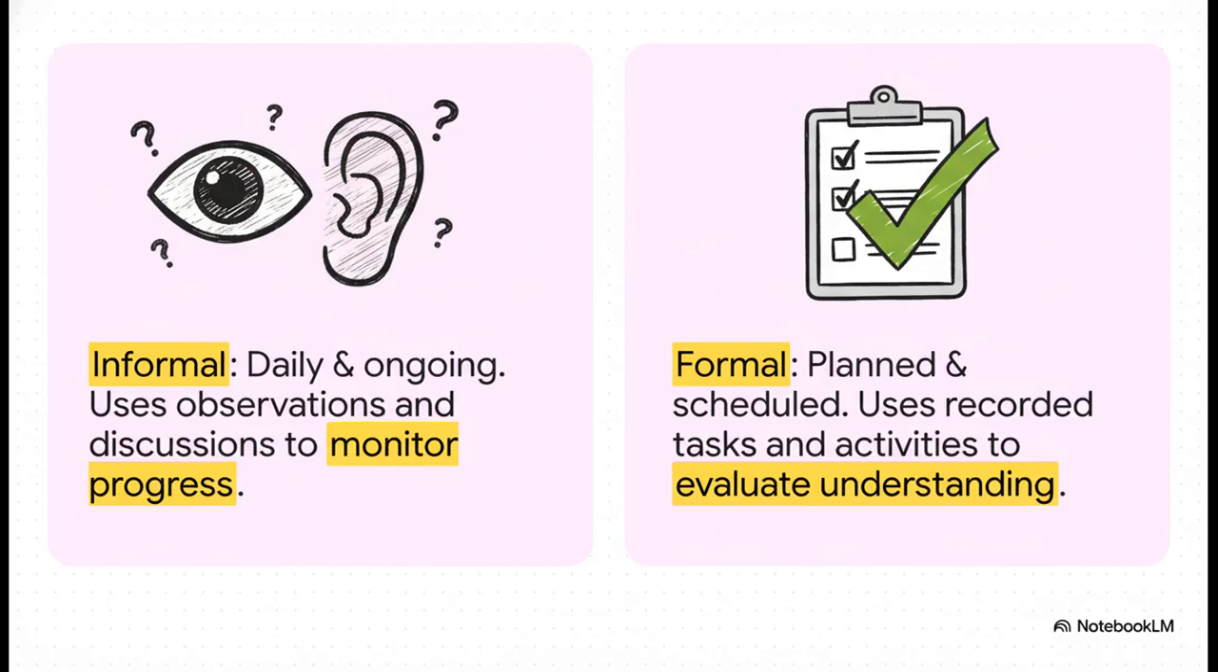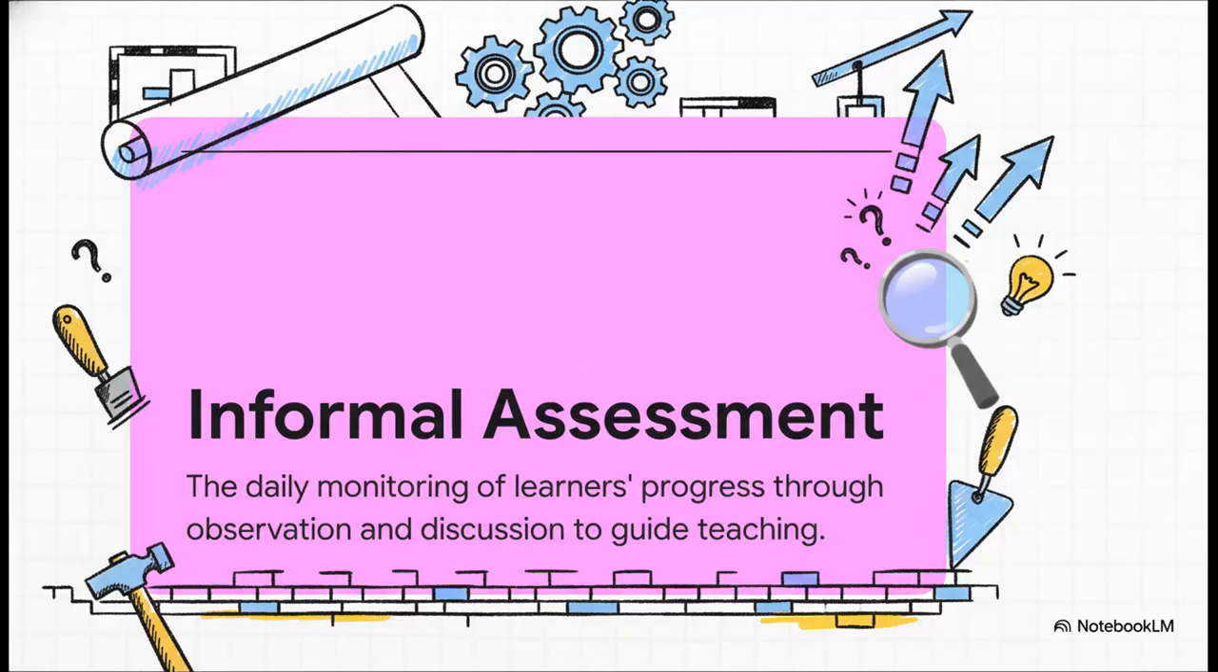The blueprint gives us 2 main types of quality checks. First, you've got your formal assessments. Those are the planned, scheduled tasks that you record. But just as important is the informal kind. This is like you, the builder, walking the construction site every single day, listening, watching, and figuring out what needs to happen next. So let's be super clear here. Informal assessment is not a test. It's your diagnostic tool. It's you, the expert, tapping the walls and checking the joints every single day. This is what lets you adjust your plans on the fly and meet your learners exactly where they are.